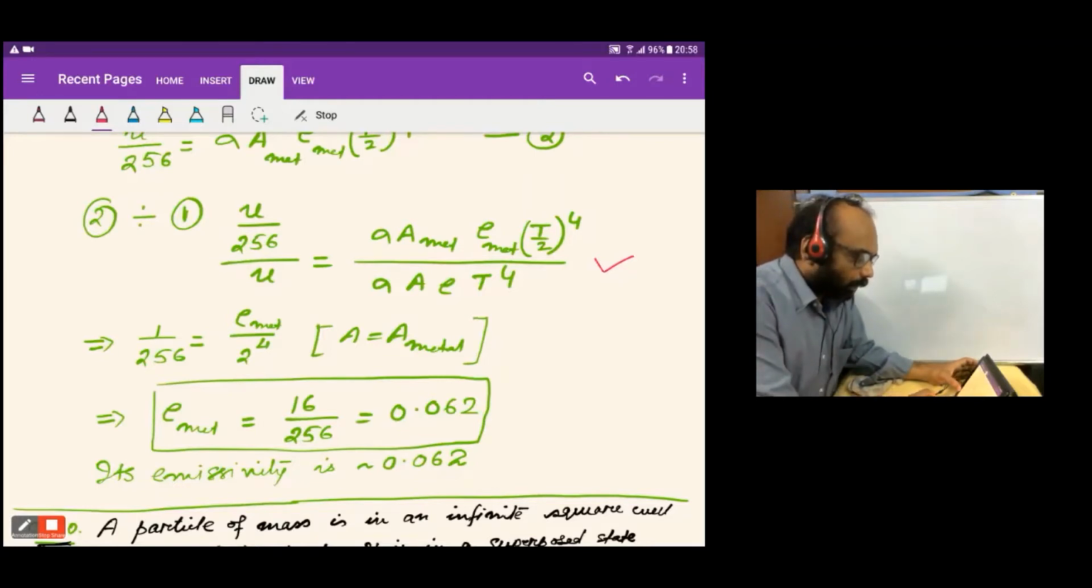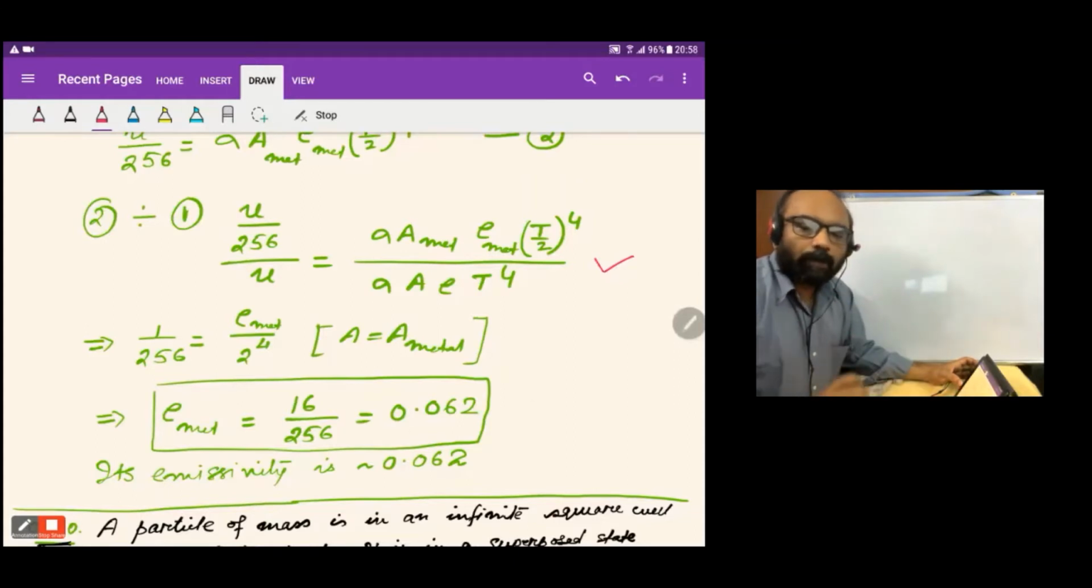And therefore, E metal is equal to 16 by 256, which gives us 0.062 up to 3 decimal places. So, the emissivity of that metal is approximately 0.06.